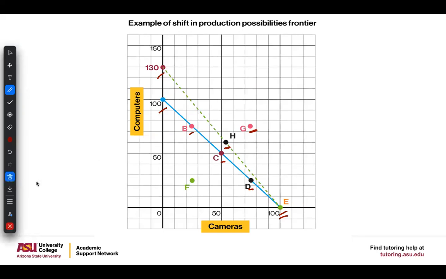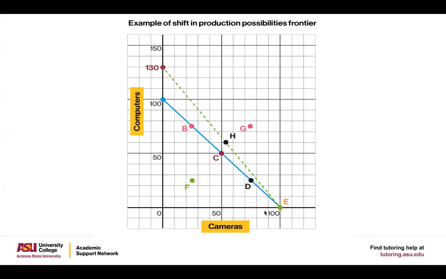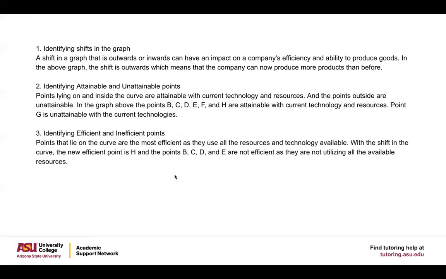So here's how you can determine the different points on a production possibilities frontier. And these are the steps that I followed.